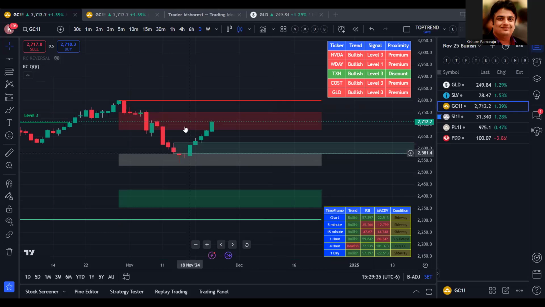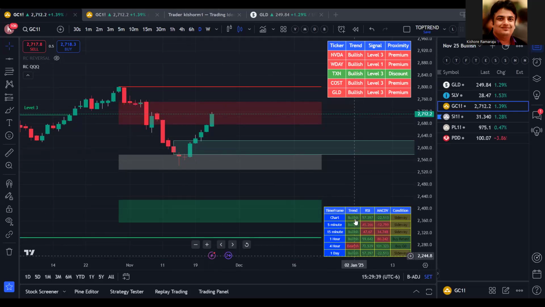right, or say QQQ, it will tell you, okay, is it bullish? If you see something in green in all time frames, then that is the best one for bullish. Or if you see everything red, then that is the best one for shorting.